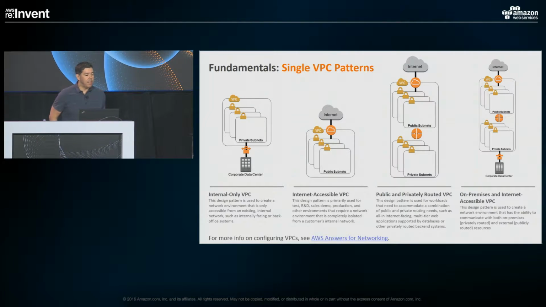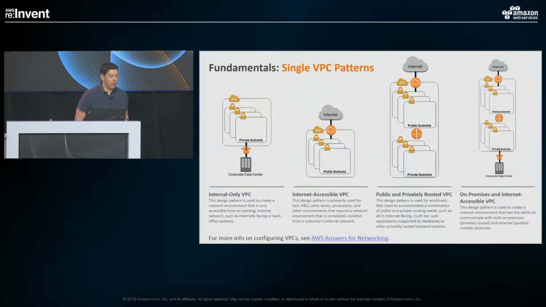And then finally, we have the on-premises and internet accessible VPC. So it's a combination of these other patterns. This is one of the more commonly used VPC patterns, where you have public subnets with an internet gateway that gives them access to internet services and resources. You may have private subnets that are connected to your on-premises data center via VPN connection or direct connect for internal communications and internal access.